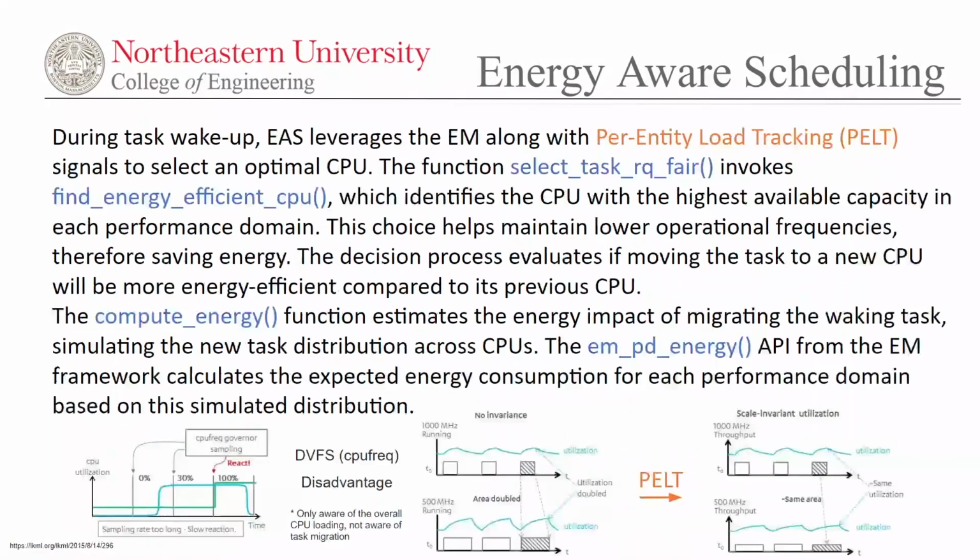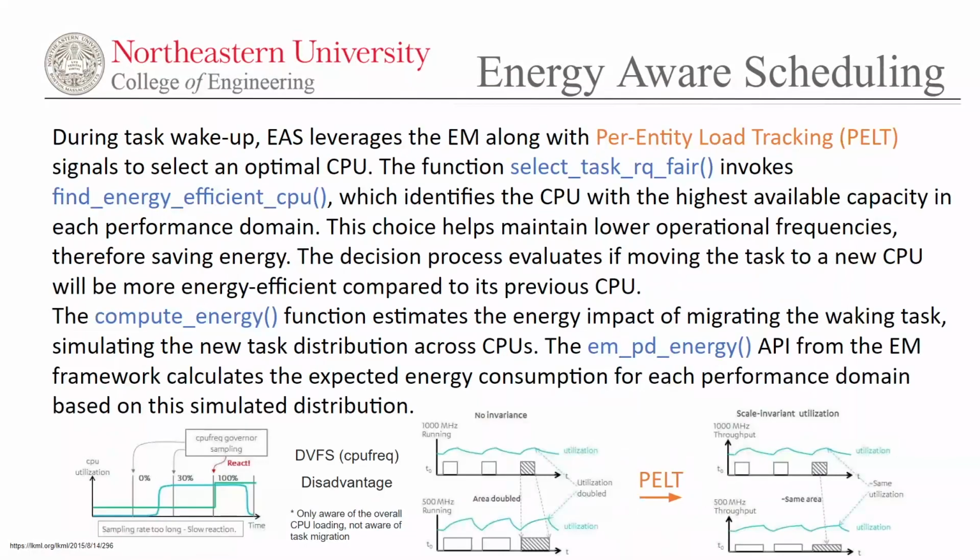During task wake up, EAS leverages the EM along with the per-entity load tracking (PELT) signals to select an optimal CPU. The function select_task_rq_fair invokes find_energy_efficient_cpu, which identifies the CPU with the highest available capacity in each performance domain. This choice helps maintain lower operational frequencies, therefore saving energy.